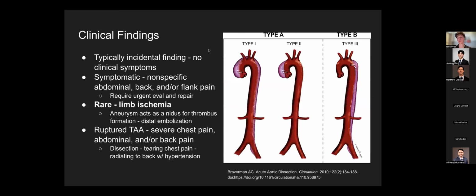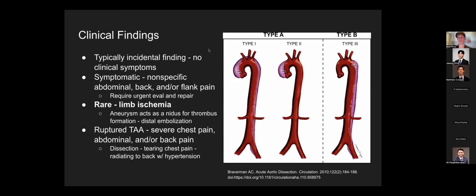These are some clinical findings that you may expect. So typically, thoracic aortic aneurysms as well as abdominal aortic aneurysms are found incidentally. So patients usually present with no clinical symptoms. But if a patient does have symptoms, they usually present with nonspecific abdominal, back, and sometimes even flank pain. And this is a medical emergency.